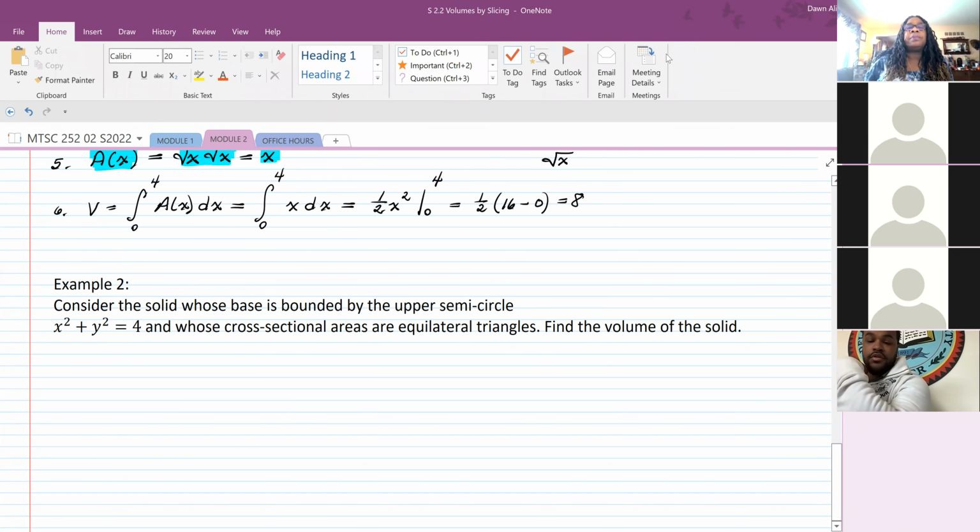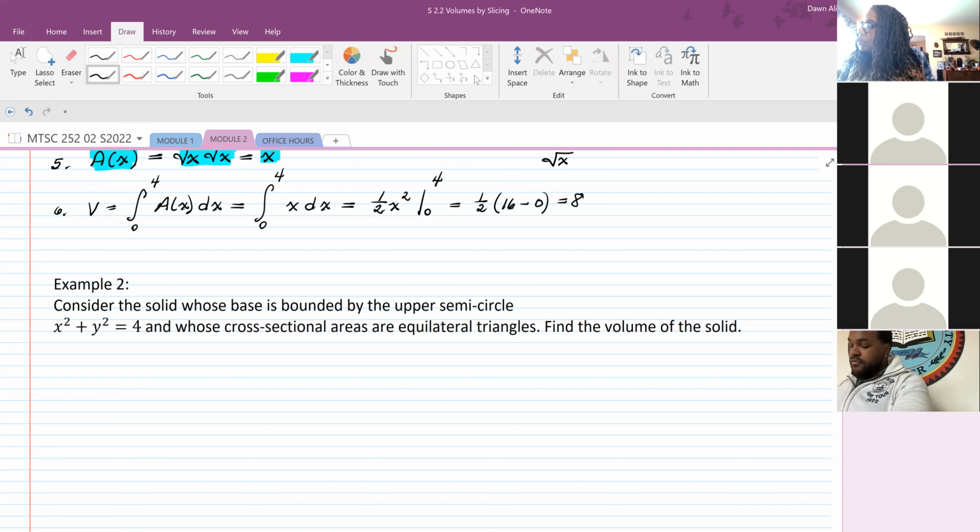Here's the next problem. Consider the solid whose base is bounded by the upper semicircle x squared plus y squared equals 4, and whose cross-sectional areas are equilateral triangles. Find the volume of the solid. Okay, so let's look at the base. The base is the upper semicircle x squared plus y squared equals 4. Now, here's my base.